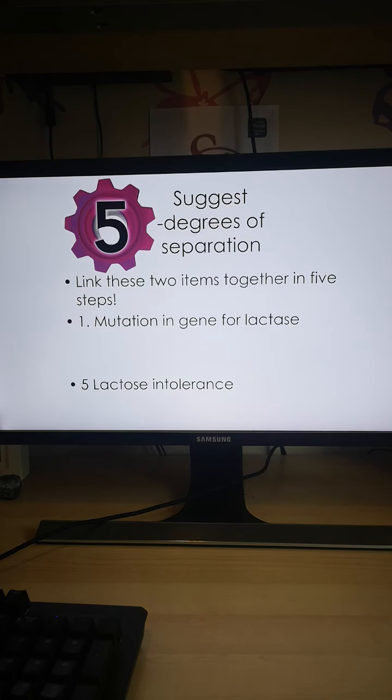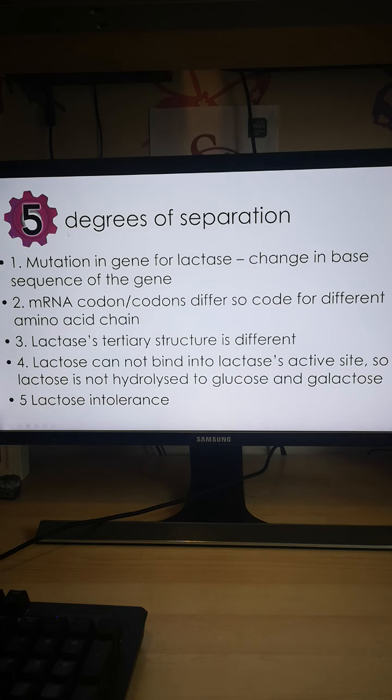Okay, right, so this is what it should look like. If you've got a mutation in the gene for lactase, we've got a change in the base sequence of that gene. Second one, this would be your linking one. This would mean the mRNA codons would be different, so they code for a different amino acid chain. 3, the lactase's tertiary structure therefore would be different. 4, lactose would not be able to bind into lactase's active site, so the lactose would not be hydrolysed to glucose and galactose, and that would result in lactose intolerance.